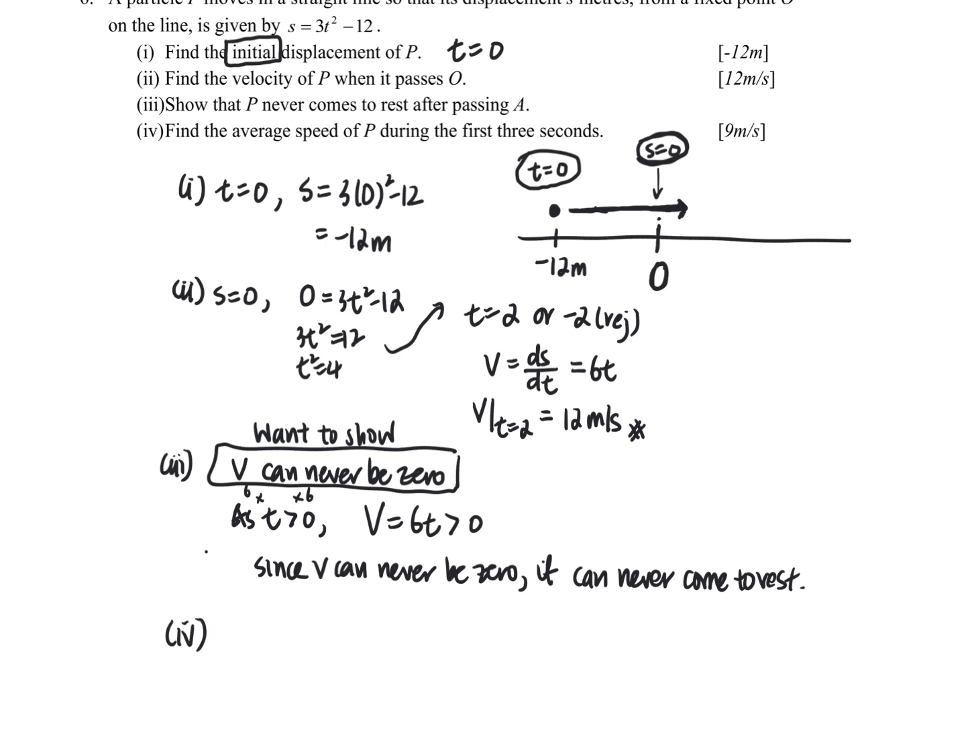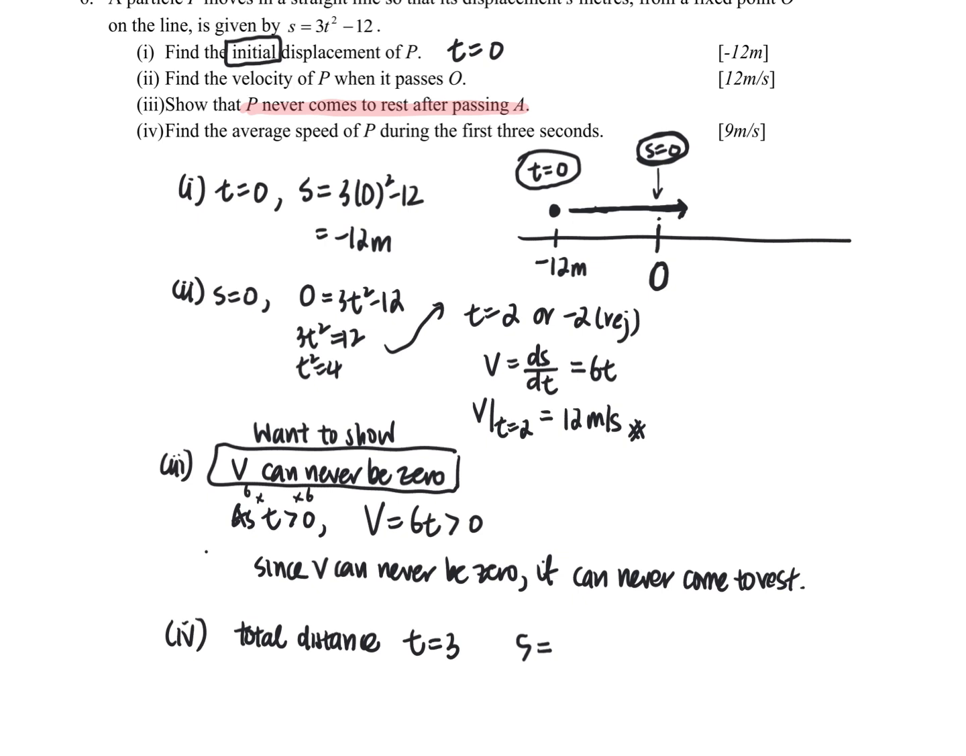Okay, wait. Since the particle will never come to rest, it will never be 0, there's no change in direction. What does this tell you? How can you find the total distance? Just add them all up together? Actually, all you need to do is to find your displacement when time is 3. Because there's no in between that it turns here or turns there, right? It just keeps going to the end.